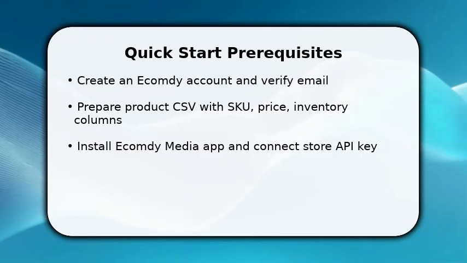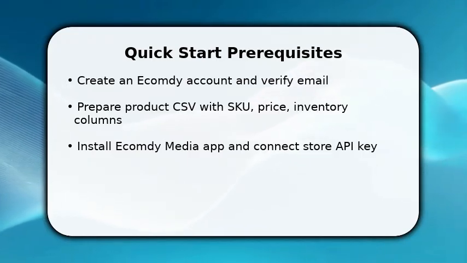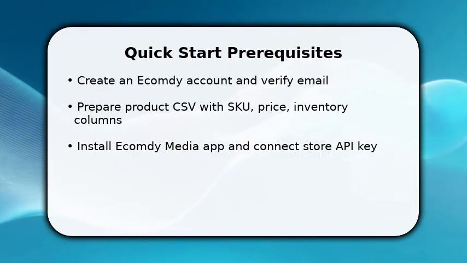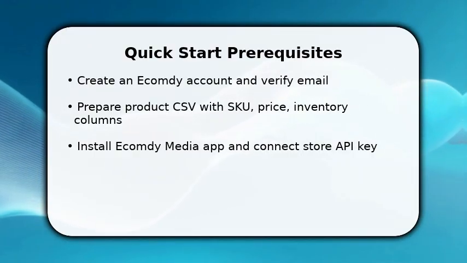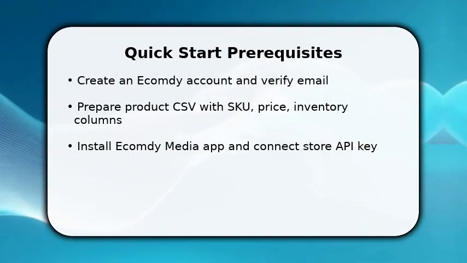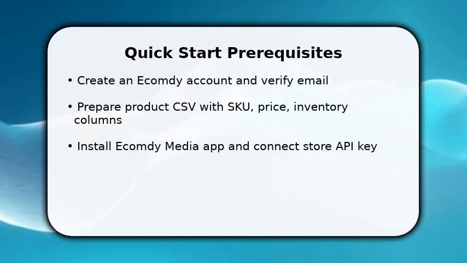Enjoy the video. You start by meeting 3 essentials so you can act immediately. An active Ecomdy account, a product CSV prepared with SKU, price, and inventory, and the Ecomdy Media app installed and connected to your store API key.